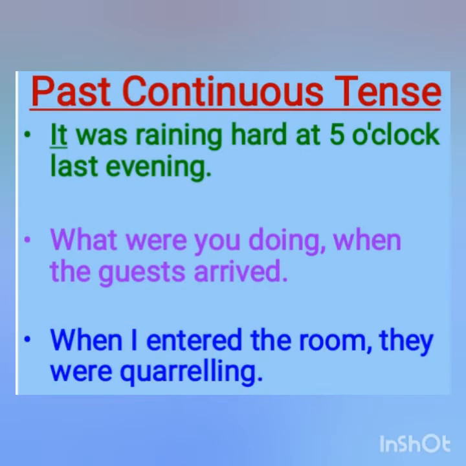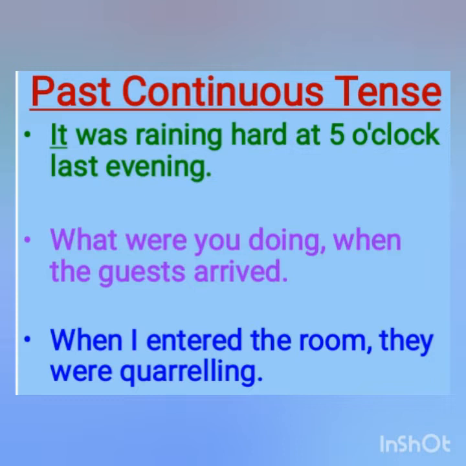Now, past progressive or past continuous tense. So we use the past continuous tense to express an action in progress or in continuation at the specific point of time in the past. And children, very often we use the simple past and the past continuous together to suggest that something happened when another action was in progress.